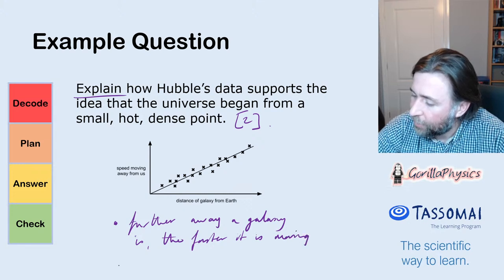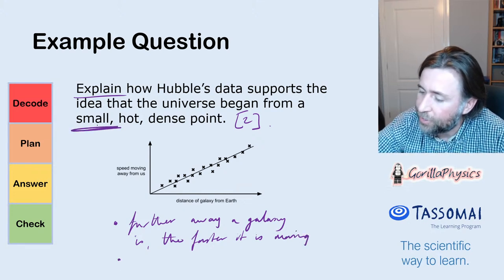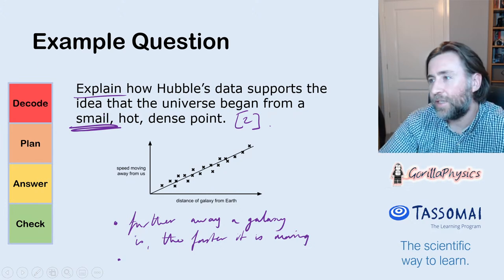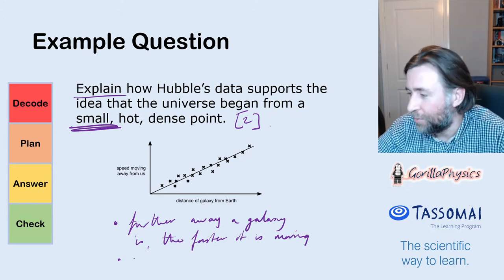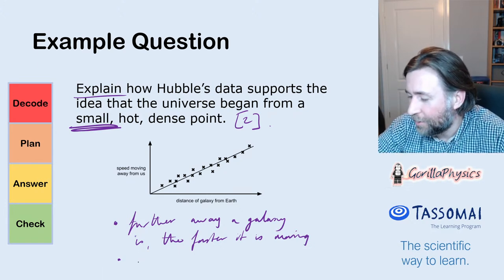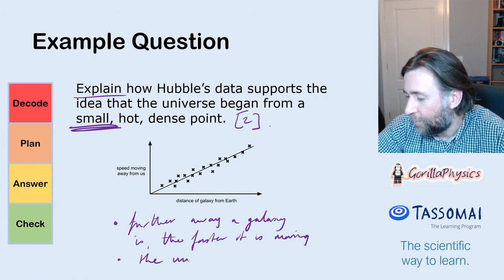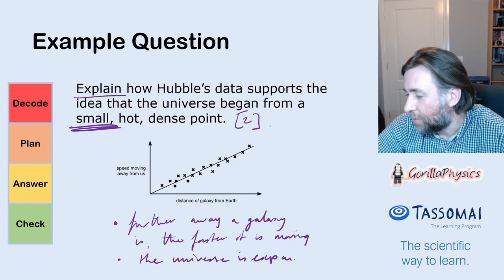And why does that support the idea that the universe started from a small, hot, dense point? Well, if everything is moving away from everything else, then the universe is expanding. This means the universe is expanding. So it stands to reason it started small.